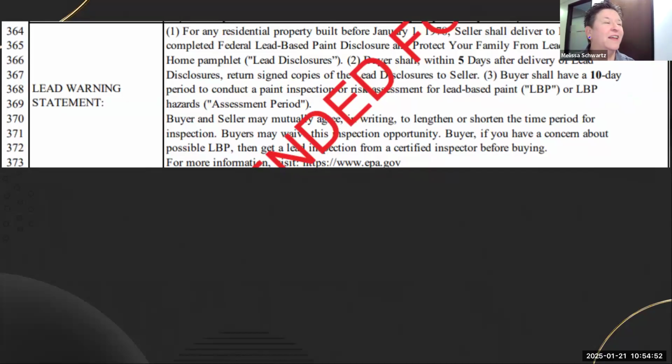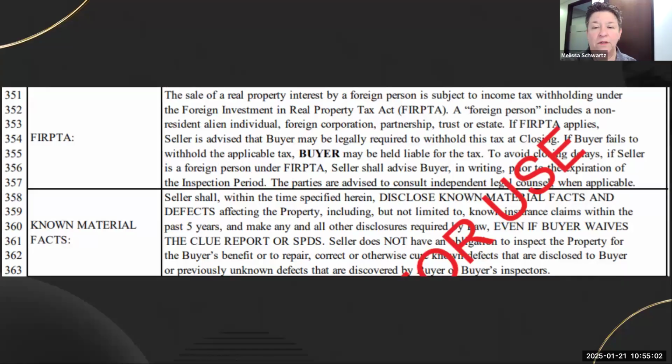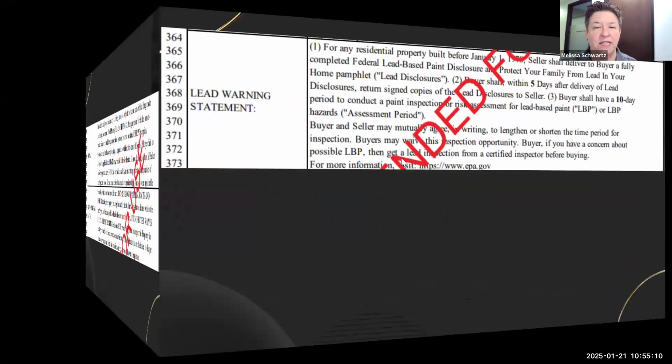Oh, did they really? Yeah. On the FARPTA? There's another spot where I think that they do get it. It's just not in that section.